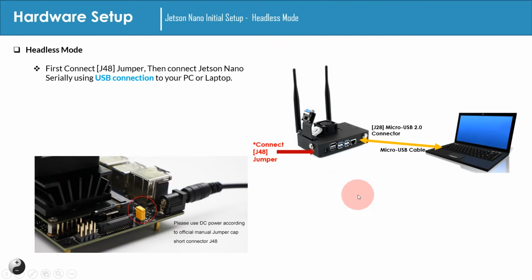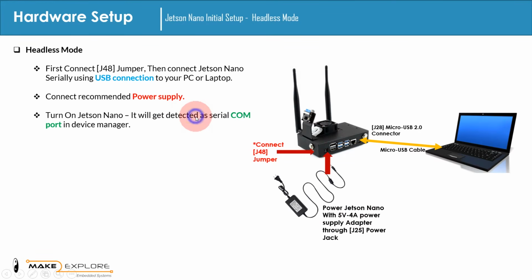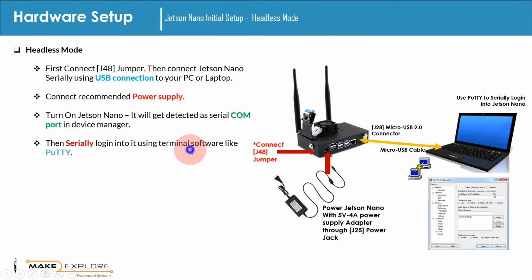Then next, power up Jetson Nano with 5 volts, 4 ampere recommended power supply to this J25 power jack. Once you connect your setup like this, then turn on the Jetson Nano. It will be detected as COM port in your laptop's device manager. Then, do serial login into Nano through COM port using virtual terminal software like PuTTY. You will get login into root user.